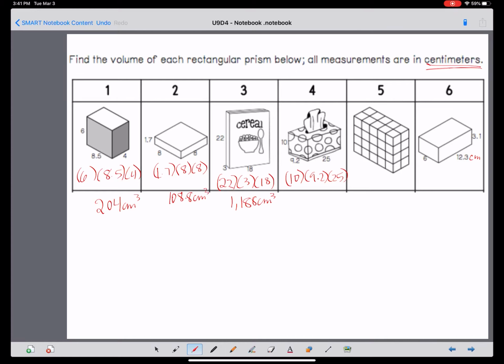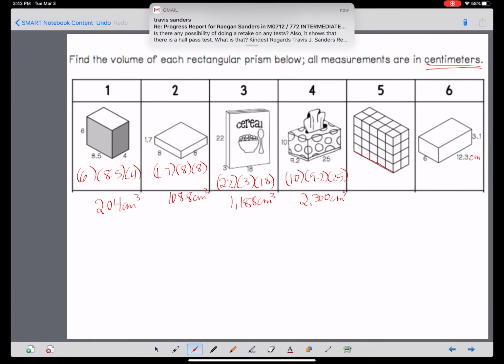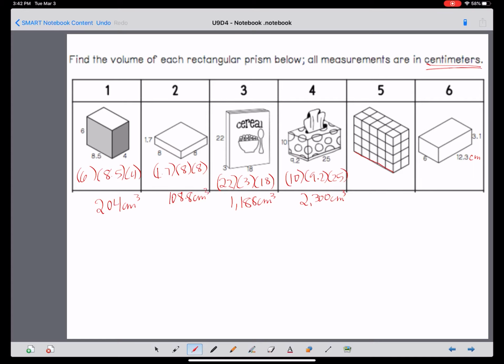Plug all of that in, and you should get 2,300 centimeters cubed. On question number 5, you would count how many squares across you have: 1, 2, 3, 4, 5 across, and you have 2, and then you have 1, 2, 3, 4 going up. So let's just multiply all those together. 5 times 2 times 4, and we get 40 centimeters cubed.